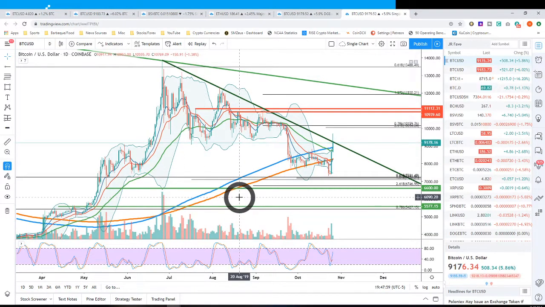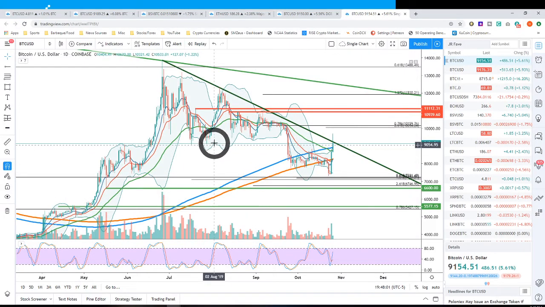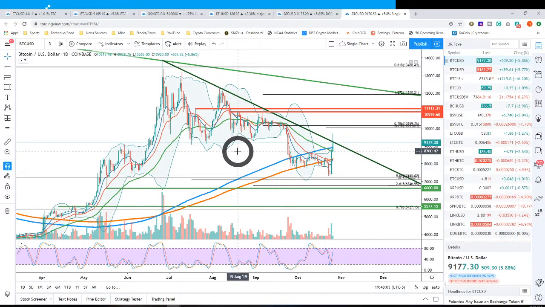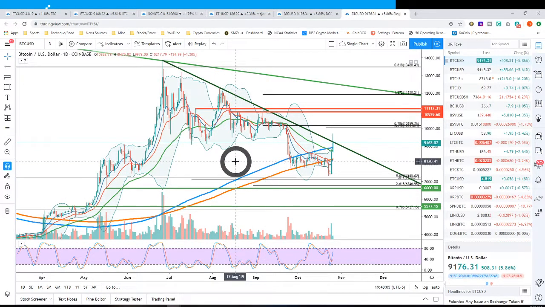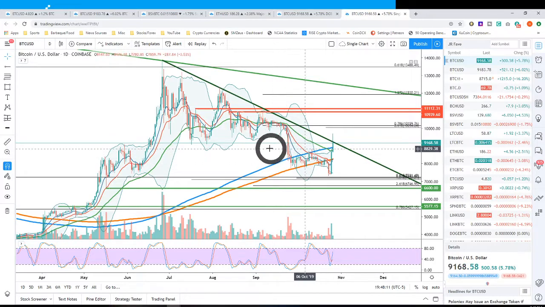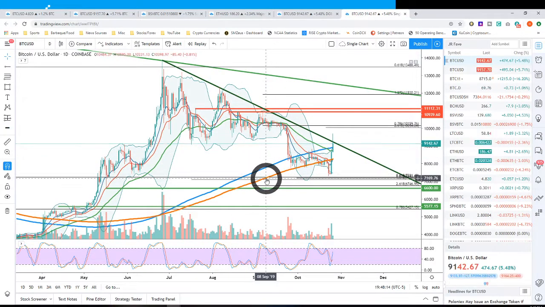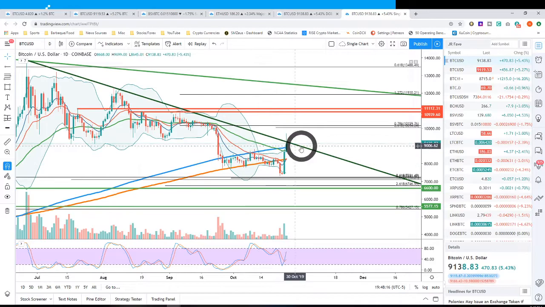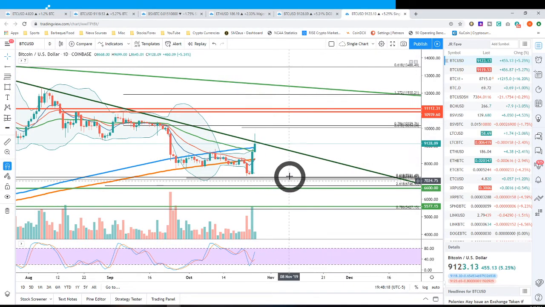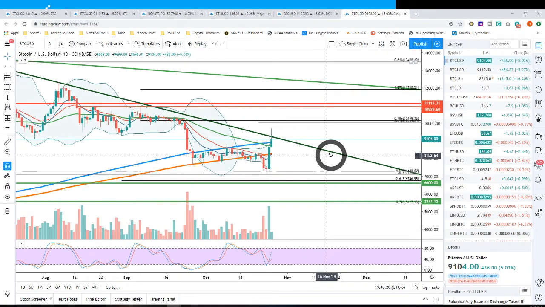I mean, good Lord, dude. I mean, it could be. Who knows? But it's Bitcoin. It can do anything. This thing could crash all the way back down to 8,600. And then we got all kinds of things to look at. So let's look at it live and let's see what's happening here. This is your daily.